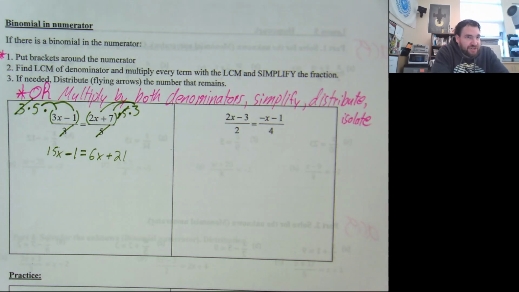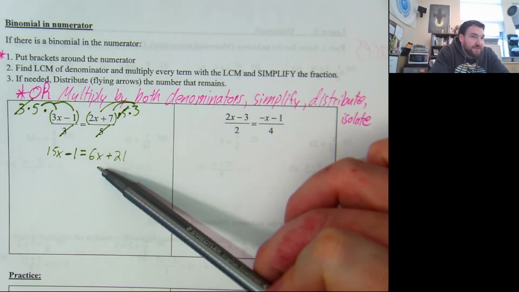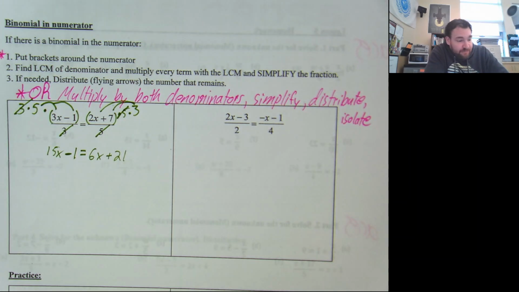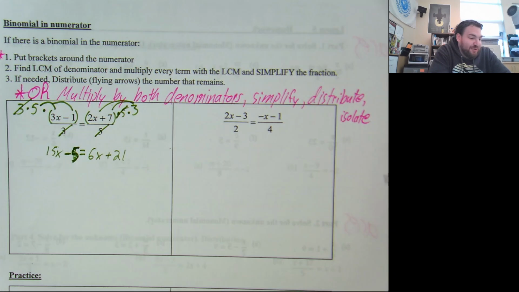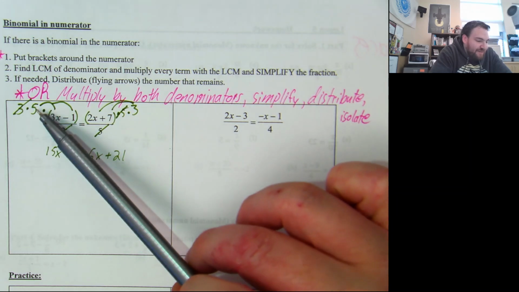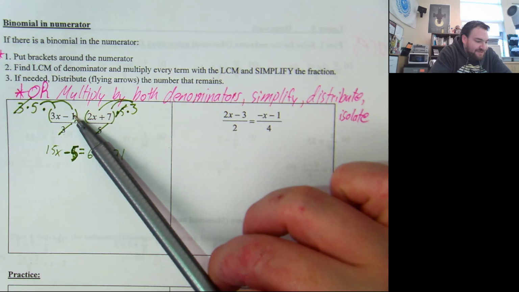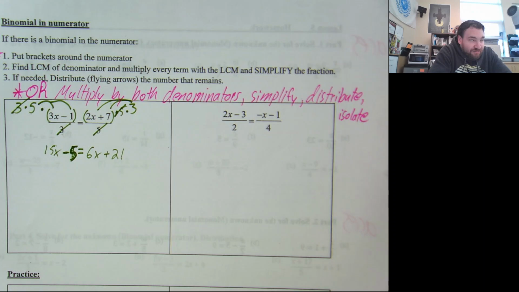And now I've got an expression that looks very similar to what we had a couple days ago. I've got variables on both sides. I want to, yes, right. Yes, yes it is. You actually have to distribute everywhere, not just on the first term like I did. Thank you, Rain. That should be 15x minus 5. 5 times 3x is 15x. 5 times negative 1 is negative 5. Thank you.